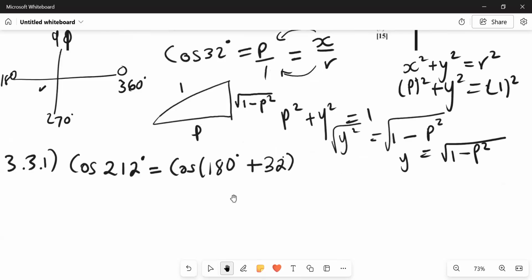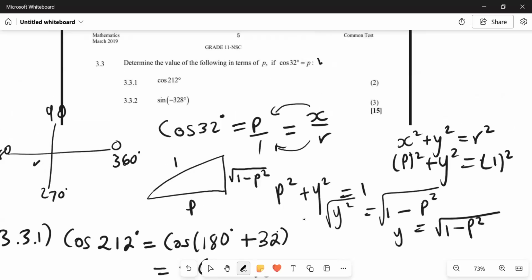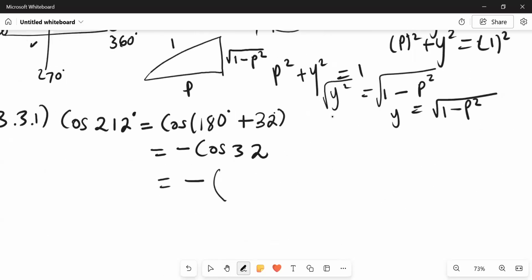But now cos of 180 plus, cos is negative there, right? That's quadrant number 3. So we have your negative cos of 32. And then the final answer. But now this can be expressed as p, right? Because they said cos 32 is equal to p. So you substitute p. Your final answer is negative p. Correct.